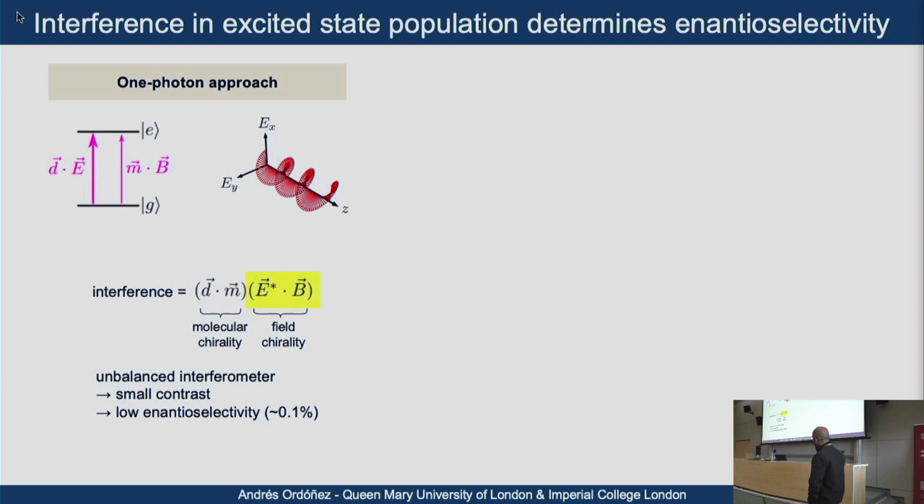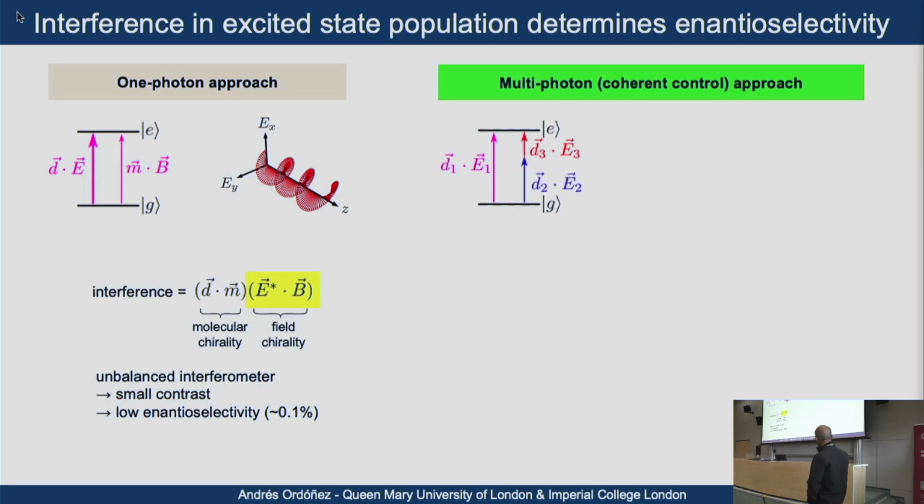And that's the reason the enantioselectivity is very low. But we can solve this very easily. Instead of relying on the magnetic dipole, we rely on a two-photon electric dipole transition. And the key here is that since we have different frequencies, and we can control their intensities independently, then we can balance the interferometer. So we can make this pathway just as strong as the other pathway.